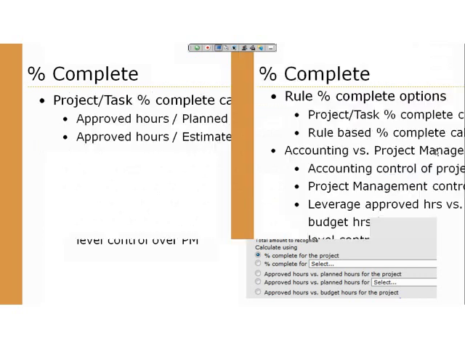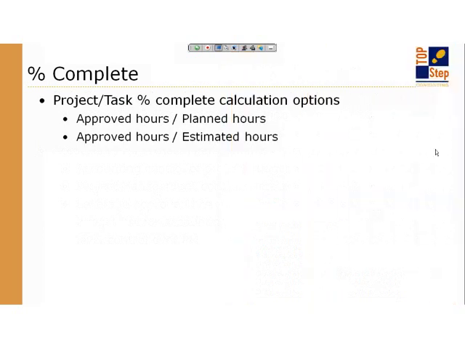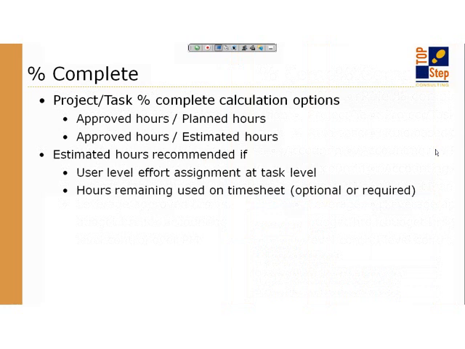So if you're doing task-based percent complete, that's the actual value of percent complete, 25% complete, 50% complete. There are two calculation types. The estimated hours is recommended for the percent completion calculation only if you are assigning hours to individuals on the task. Because unless you give people a specific budget of effort, them entering any kind of hours remaining will not impact the estimation, and without impacting the estimation, it won't change the percent complete.